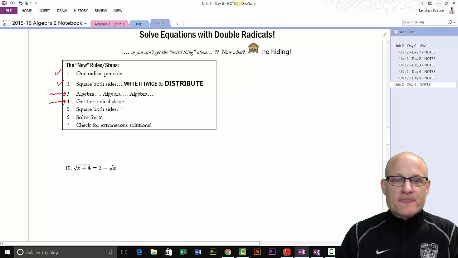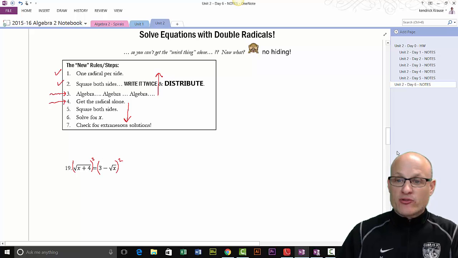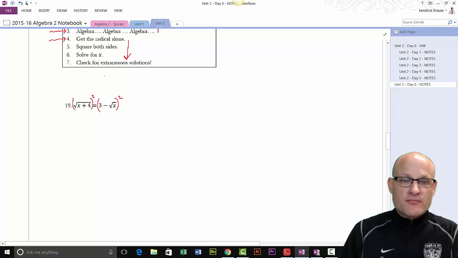So basically, here is the stuff we already just did. Here, this stuff is the new stuff that we're going to do, okay? So, we have a radical on both sides. But in this case, we have a binomial on the right. So, in order to get rid of it, we're going to square both sides.